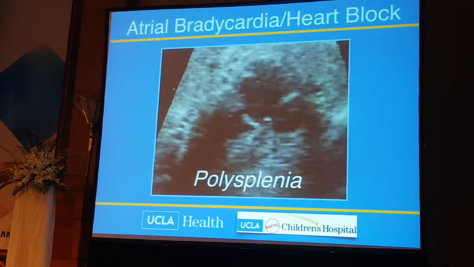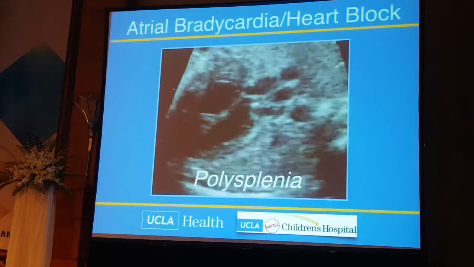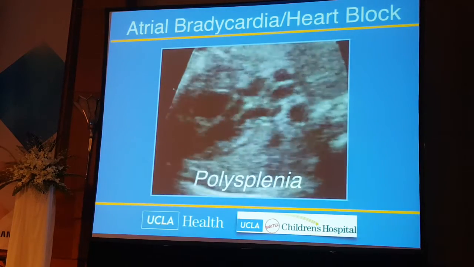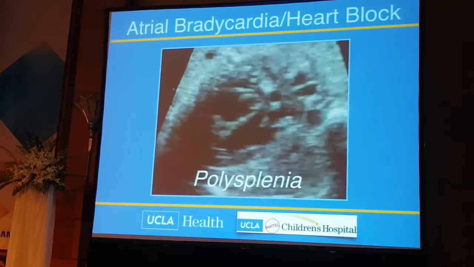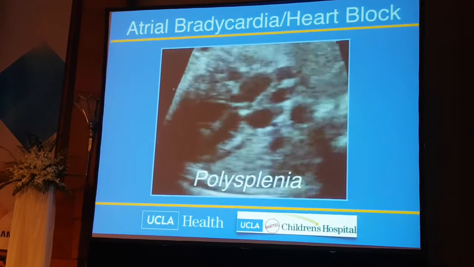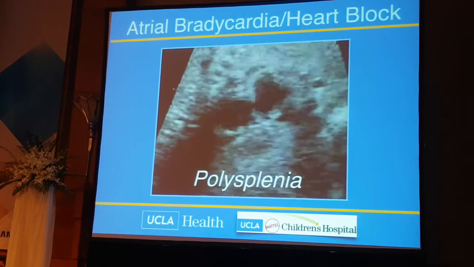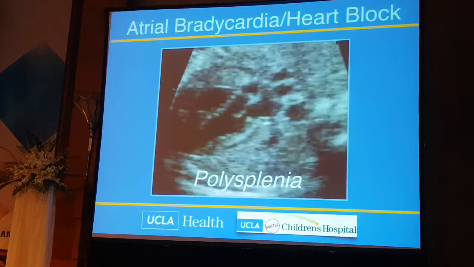This is just an example of a baby with polysplenia with atrial bradycardia. There's atrial bradycardia because sometimes babies with polysplenia have no sinus node, so they have an atrial rhythm that's relatively slow, maybe 80, 100 beats per minute. And they also are at risk for developing heart block.